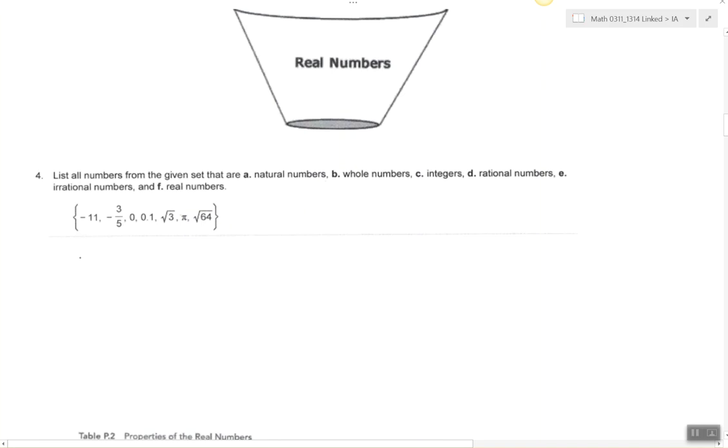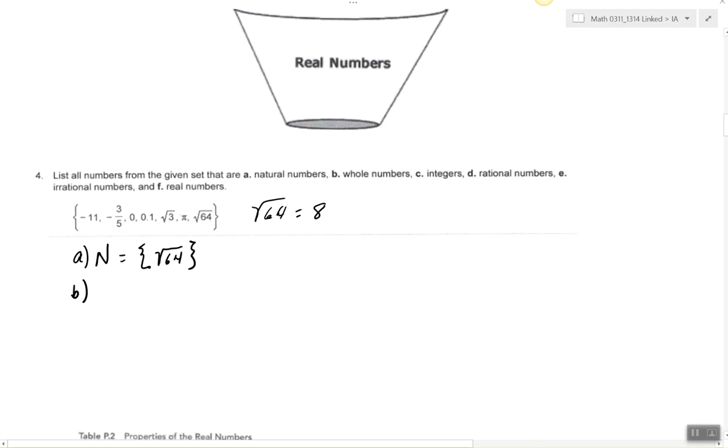So, suppose I'm talking about question A, which is the natural numbers. What's in the natural numbers? Natural numbers are counting numbers. You do not count with negatives. You do not count with fractions. You do not count with zero. You do not count with decimals or square root of 3 or pi. But the square root of 64 is 8, and that is a natural number. So I will put the square root of 64 in that group.